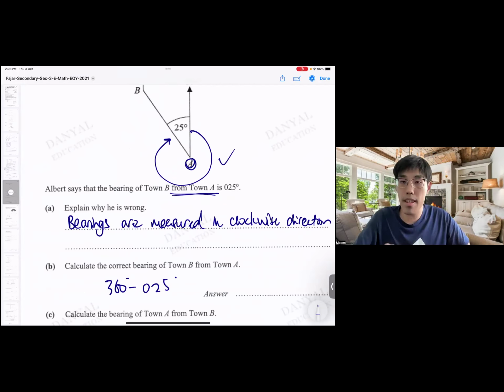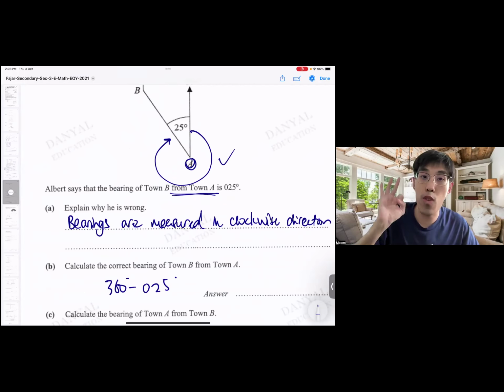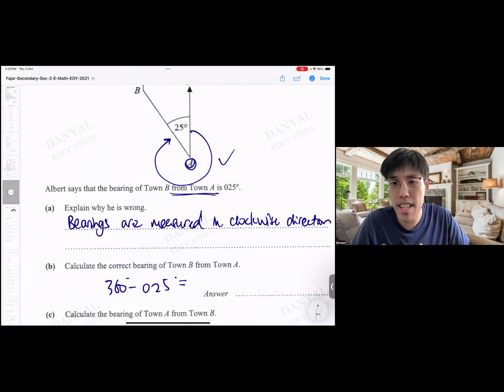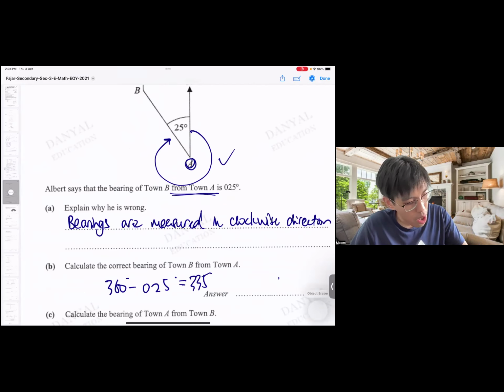So technically for bearing, also need to take note. For bearing, you always need to write it in 3 digits. If the bearing is 2 digits, you must write a 0 in front. This one must take note. So 3, 3, 5. So that's my bearing for B from A.